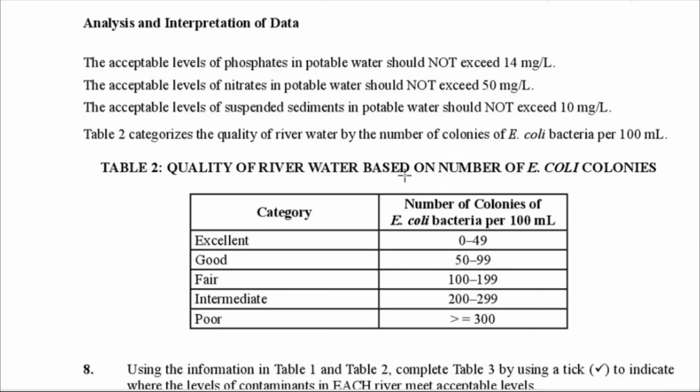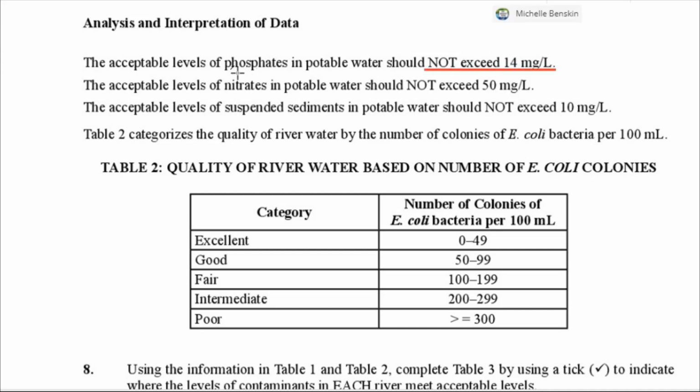All right, let's go on to the next set of questions. So we're now going into the analysis and the interpretation of data part. So we have here the acceptable levels of phosphates in potable water should not exceed 14 milligrams per mil. Then it says here the acceptable levels of nitrates in potable water should not exceed 15 milligrams per mil. So these are important information that we need to highlight.